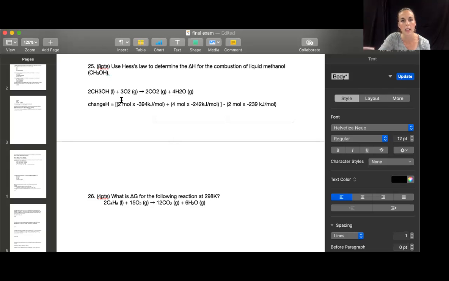Okay, so in your calculator, big parentheses, 2 times negative 394, close one set, plus another set of parentheses, 4 times negative 242, close your other set, minus, and then a whole nother set of parentheses, 2 times negative 239. Be careful with parentheses and negative signs here. I'm just gonna do it real quick and make sure I get the right answer.